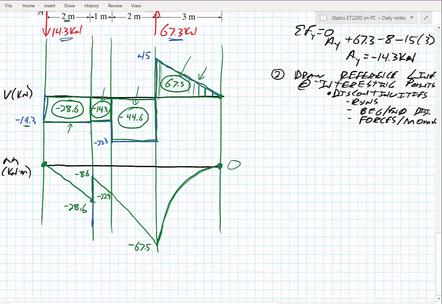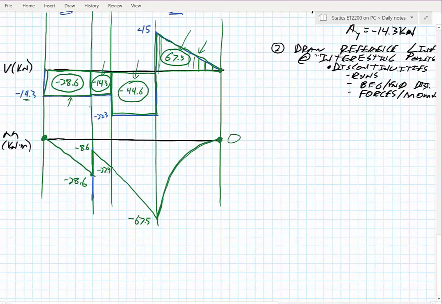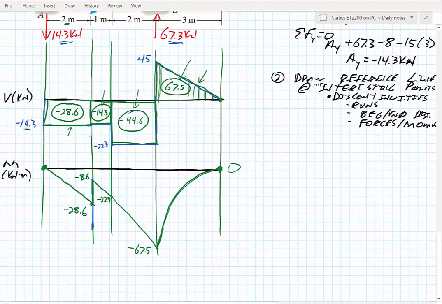And you could fill in the lines, whatever you want to do at that point. We could also identify our maximum moment to be negative 67.5, max shear 45, so on and so forth.